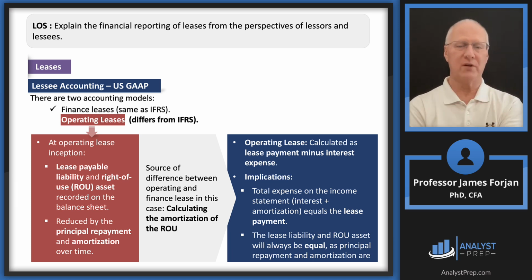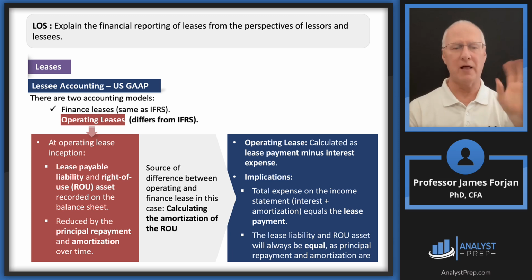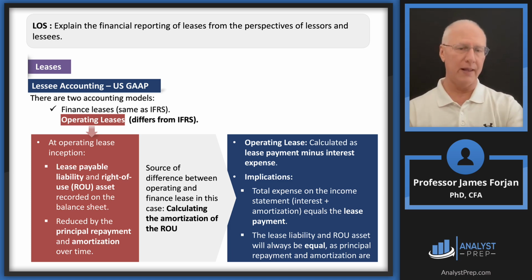And so the differentiation, and by the way, we have a good example that's going to show that difference here just in a second. And so at inception, what we're going to do is we're going to have the lease payable liability, and we're going to have the right of use asset recorded on the balance sheet. And then we're going to reduce that by the principal repayment and the amortization. And that sounds an awful lot like what we did, but there's going to be a difference in the calculation of that amortization on the right of use asset.